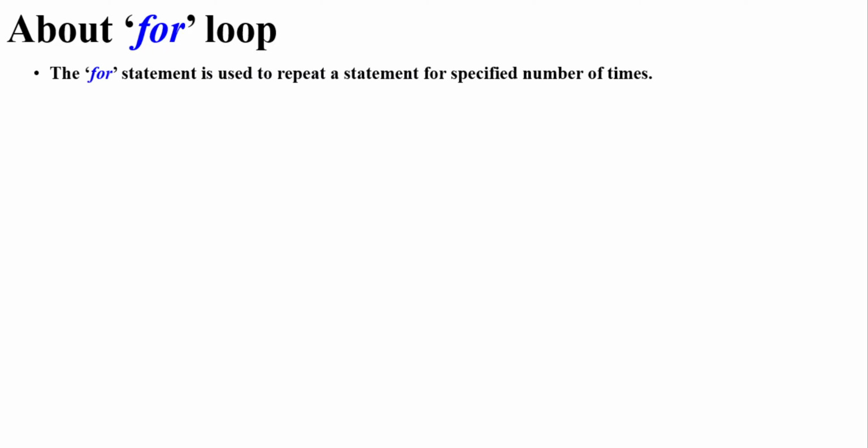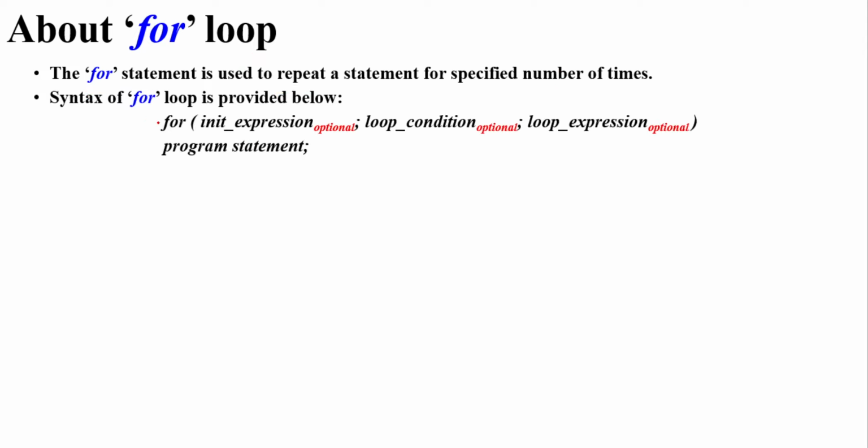So first of all, let us briefly discuss the for loop. The for loop statement is used to repeat, because we are talking about loops. Most loops repeat a particular kind of statements. In the case of a for loop, it repeats a statement for a specified number of times. But now the question is how many repetitions a for loop can make. For that, we have to understand the syntax of the for loop.